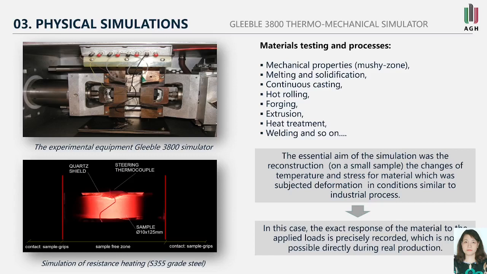So, what is a physical simulation? The essence is a reconstruction, on a small sample, of the change of temperature and stress for a material which is subjected to deformation in conditions similar to the industrial process. In this case, the exact response of the material to the applied loads is precisely recorded, which is not possible directly during real production.